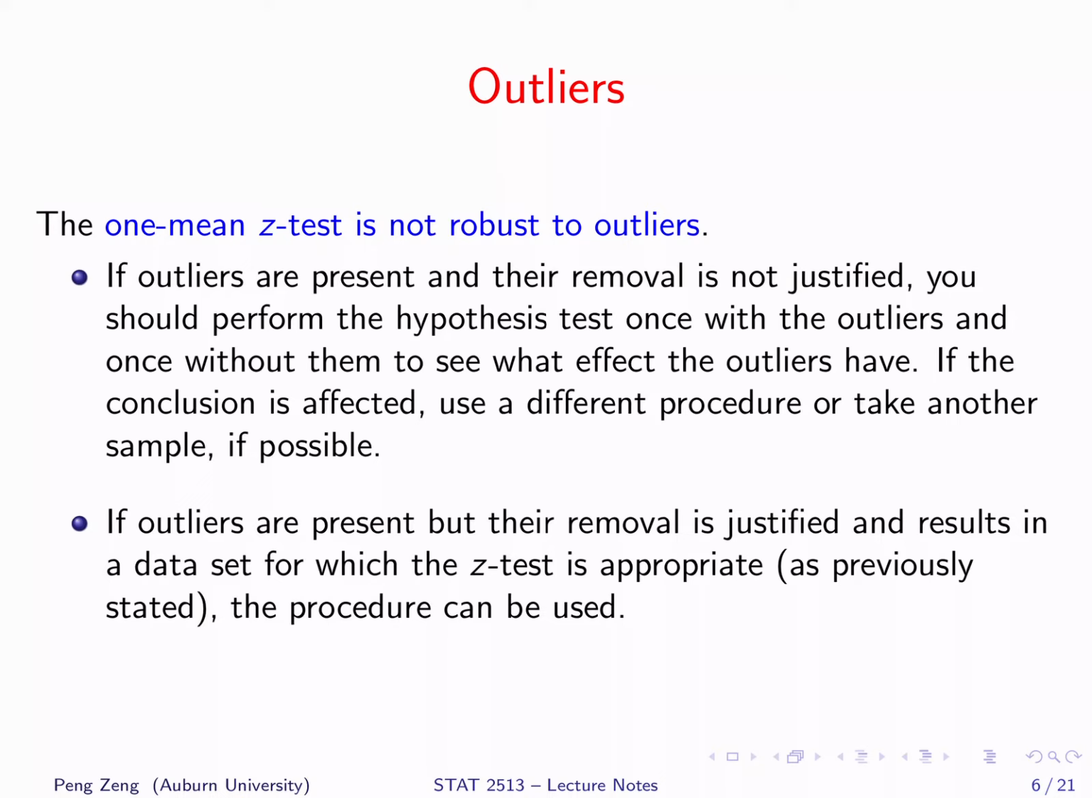If outliers are present and their removal is not justified, you should perform the hypothesis test once with the outliers and once without them to see what effect the outliers have. It means that we try to conduct hypothesis testing twice. For the first one, we use all data. For the second one, we remove the outliers and then conduct hypothesis testing. We will check whether the results are consistent.